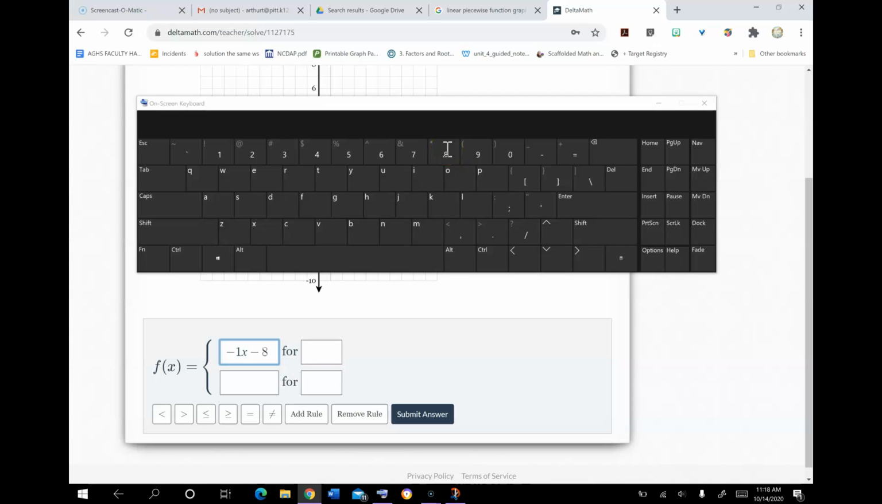And the rule was x is less than or equal to -4. This one was just -1. And x's, I'll fix that. X's were greater than -1. So we're going to erase one of those negatives. And we're going to submit.